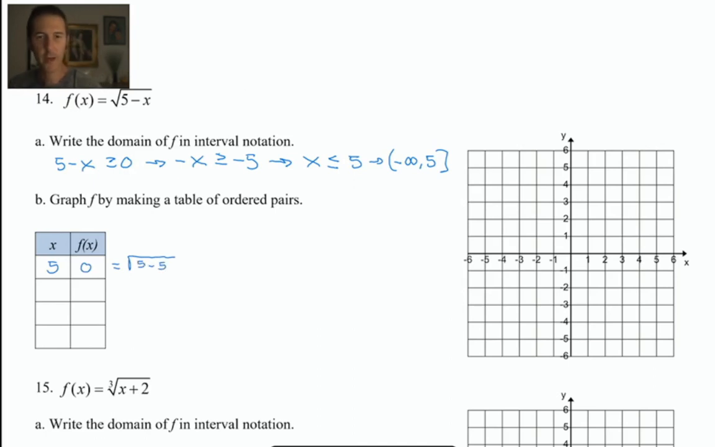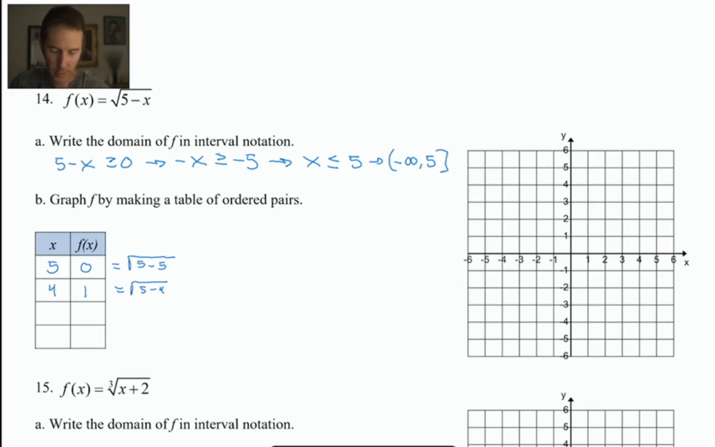Let's choose another x value that's less than 5. How about 4? What is the square root of 5 minus 4? Well, that's the square root of 1, which is 1. Should we plug in an x value of 3 into here? 5 minus 3 is 2. I don't want to take the square root of 2.